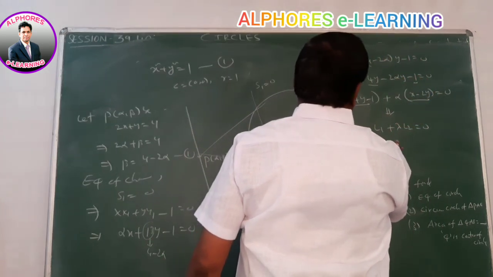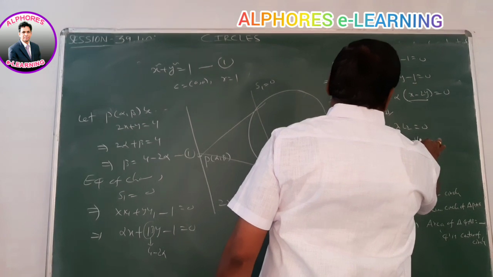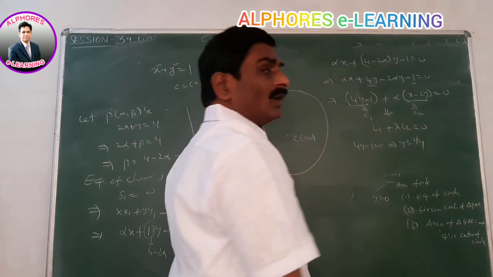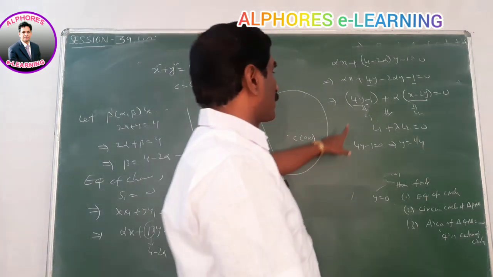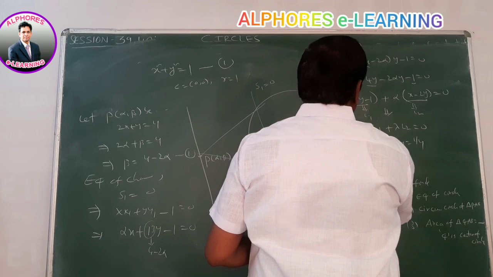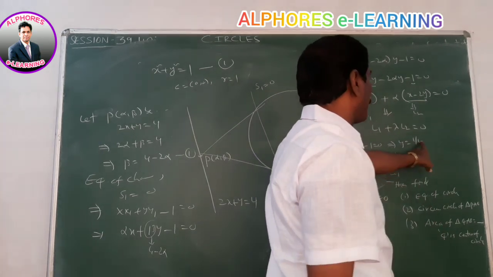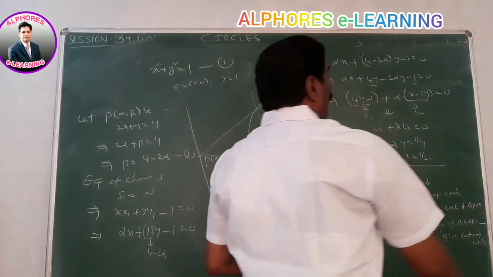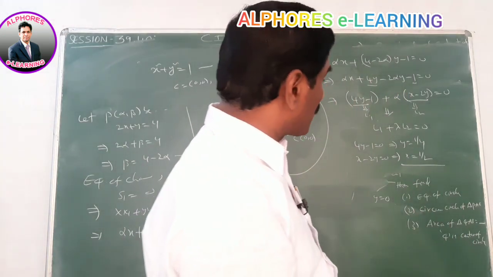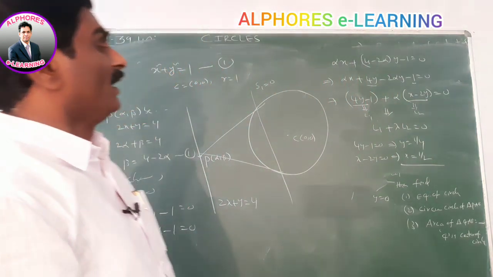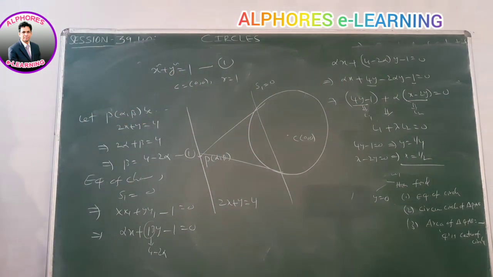L1 equals 0 means 4y minus 1 equals 0, so y equals 1 by 4. Next, the second line L2: x minus 2y equals 0. Substitute y equals 1 by 4 in this equation: x equals 1 by 2. Therefore, all of these chords of contact pass through (1/2, 1/4). Very important. Please note that point.